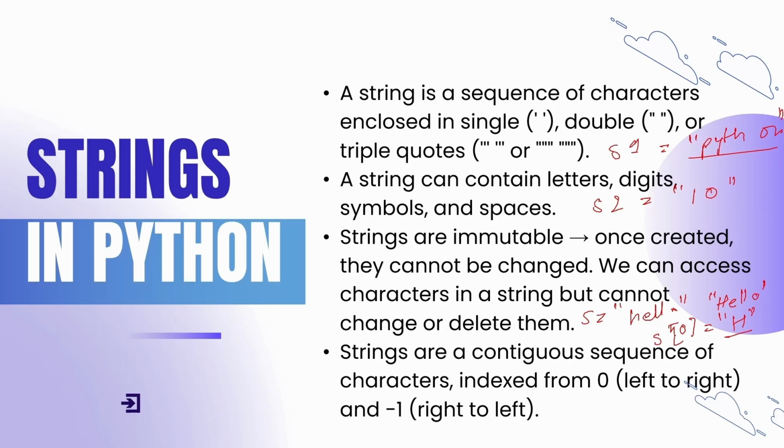Next, strings are a contiguous sequence of characters indexed from 0 left to right and minus from right to left. What this means is, it is a contiguous sequence of characters. Either we index it like this: 0, then y is at position 1, then 2, 3, 4 and 5, or else we index it from the right: this will be minus 1 position, next will be minus 2 position and so on. So that is how strings are indexed.